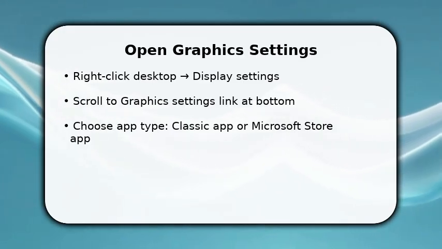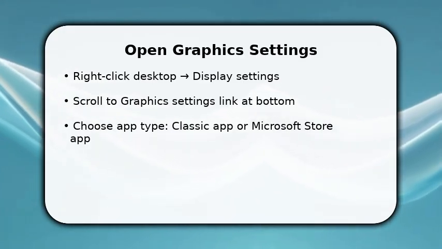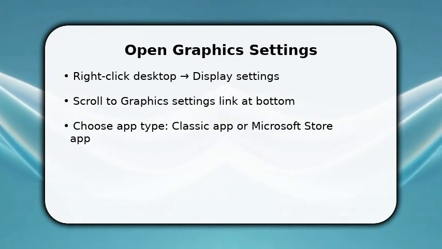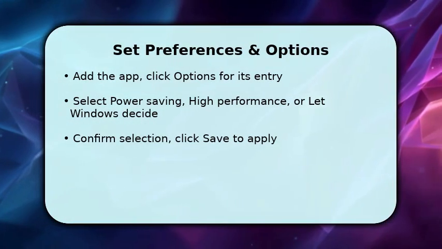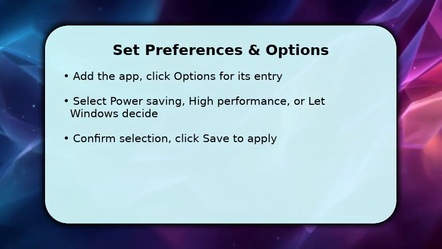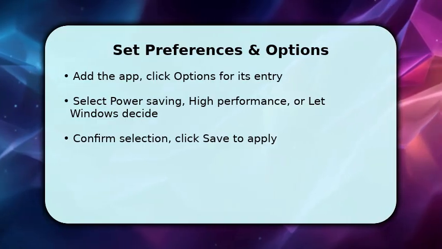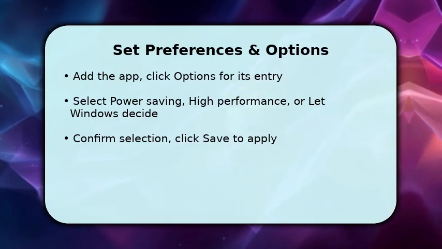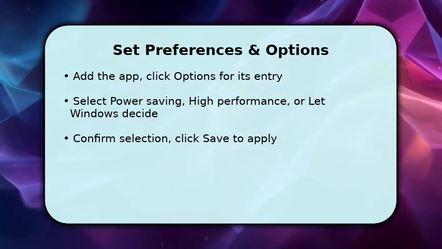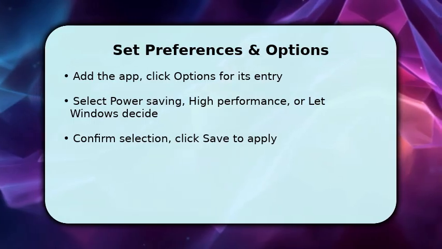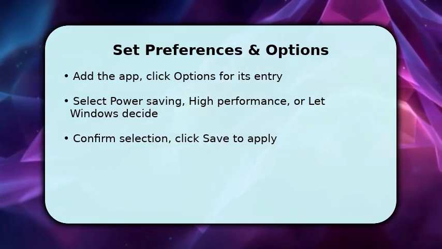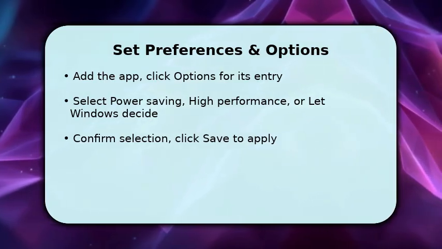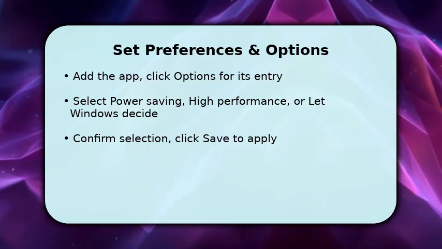This first step gives you control over which GPU runs each app and why that matters for performance and battery life. Once the app is added to the list, select it and press Options to view GPU preferences. Here you choose power saving for the integrated GPU or high performance for the discrete GPU. Let Windows decide keeps automatic balancing. Pick high performance for demanding games or editing, since it gives better frame rates, and power saving for long battery life. After choosing, click Save to apply the setting.